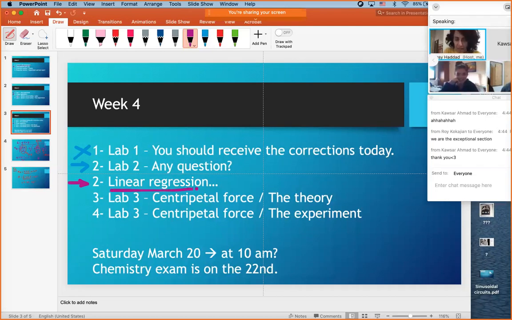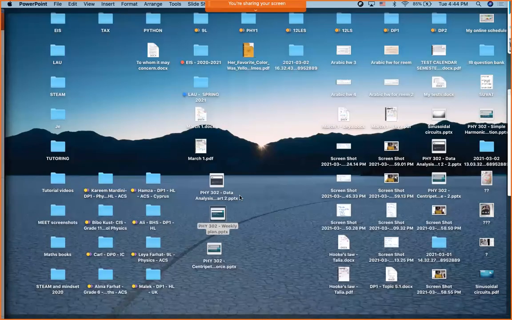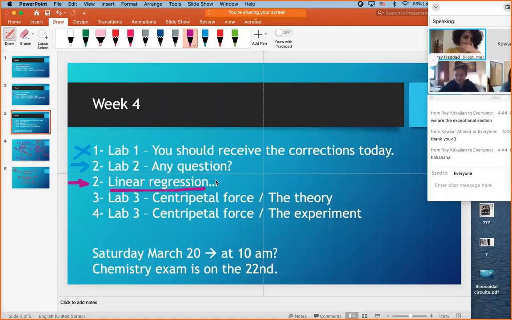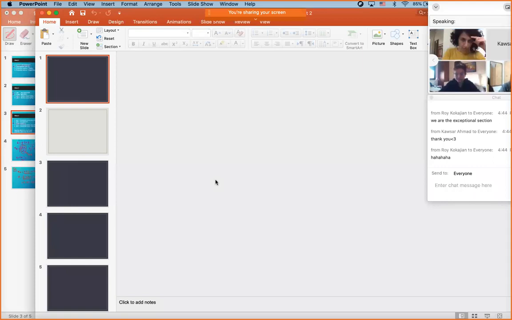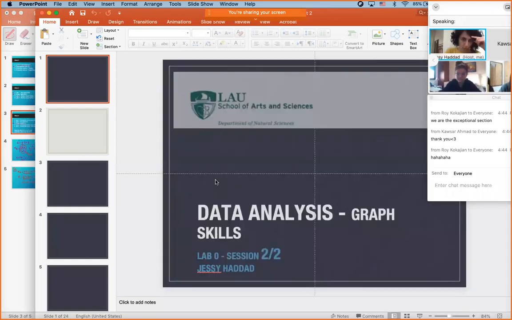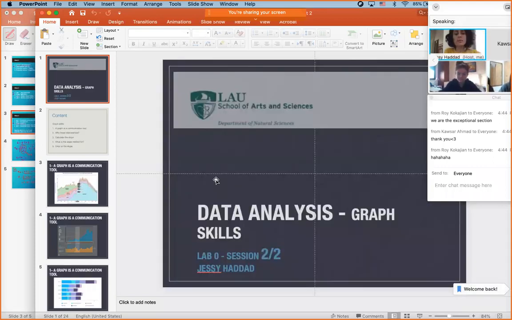Linear regression, as you may know, we've been doing data analysis 1 and we postponed data analysis 2. This is what I want to discuss today. It's very important, okay? Very important because we need to apply it. And I forgot to do something, which is not a big deal, I suppose. All right, not in this presentation.